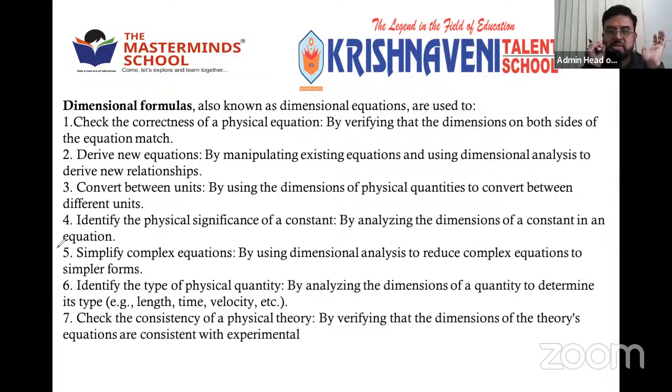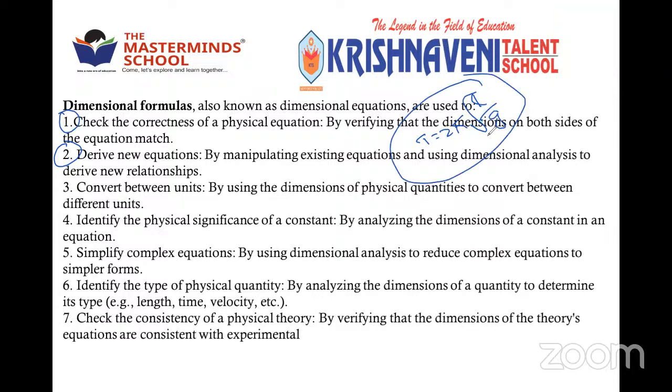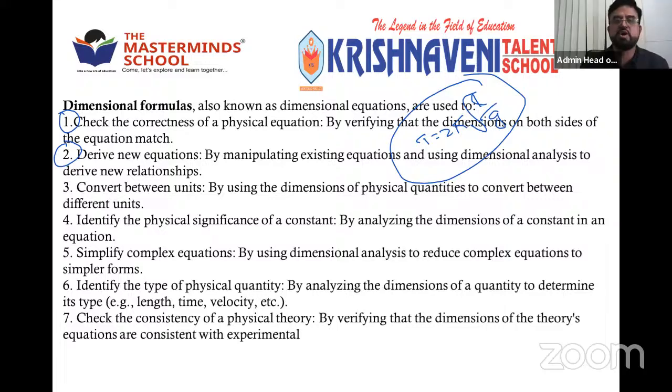Similarly, the second use is to derive a new equation. We know some physical quantities. So, for example, one formula is there: T is equal to 2 pi under root L by g. This is the formula for time period. Here, how many quantities are there? T is there, L is there, g is there. 2 pi is a constant anyway. A constant does not have dimensions. T is nothing but time period, the dimension formula is T1. L is nothing but length, L1. g is nothing but acceleration, L1 T minus 2. Right?